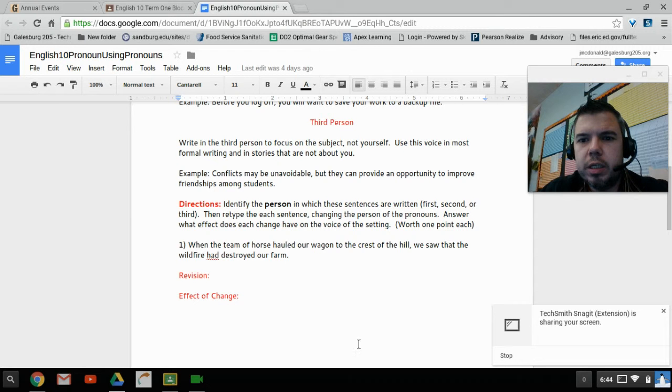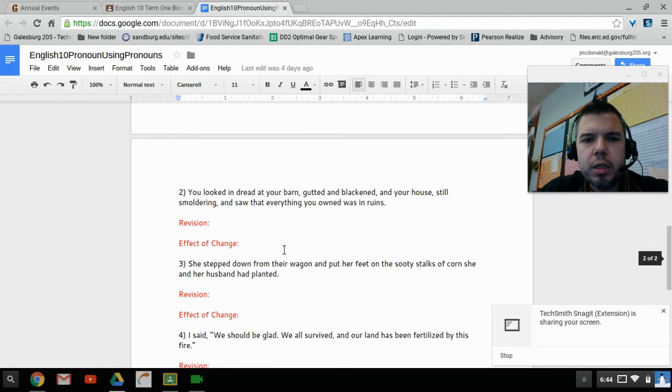So one of the things you want to do is take a step back and figure out, okay, if you were to do this in third person: when the team of horses hauled the wagon to the crest of the hill, the family saw that the wildfire had destroyed their farm. You looked in dread at your barn, gutted and ruined, and your house, still smoldering, and saw that everything you owned was in ruins. This is in second person. We see a lot of you, we see a lot of your.